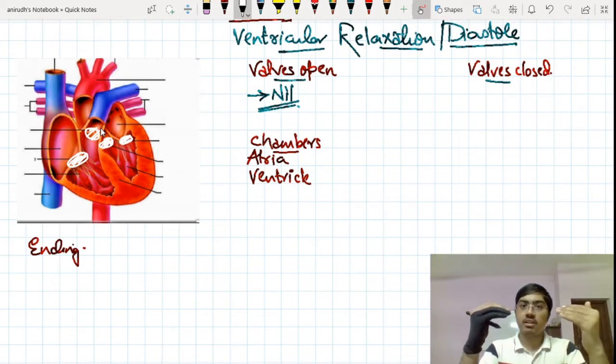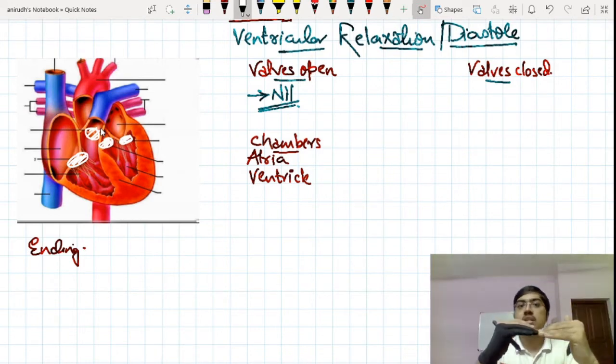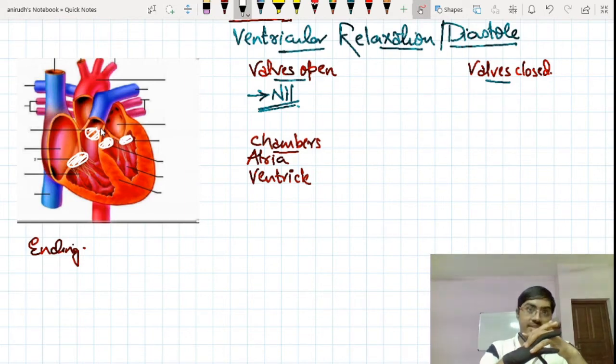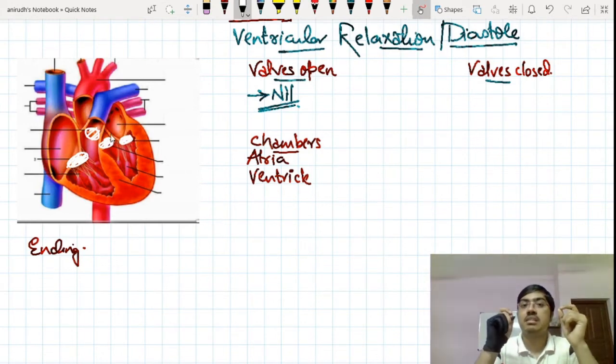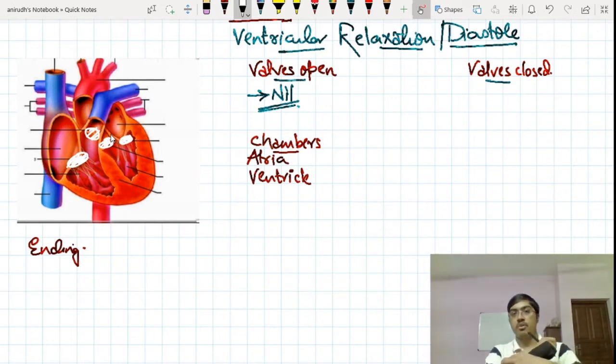Now, since the ventricle is now relaxing, those two valves are now getting closed, and this is the ventricular phase of relaxation. Okay, these two valves, that is the atrioventricular valves, tricuspid valve and mitral valve, have not yet started opening. They are not yet open. Okay, so this is the point that we are supposed to remember here. Valves closed, all the four valves are closed.